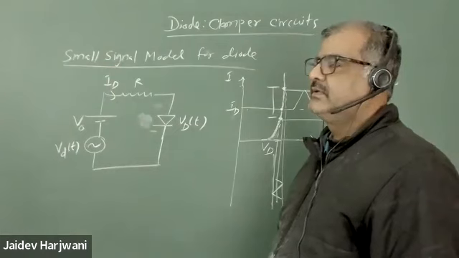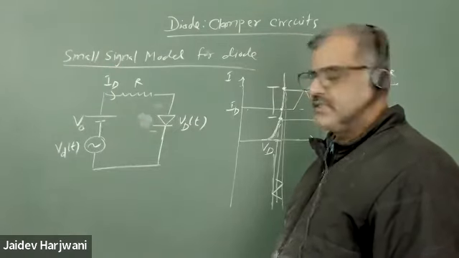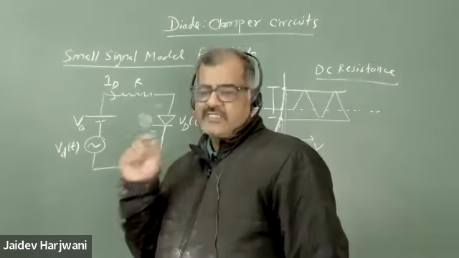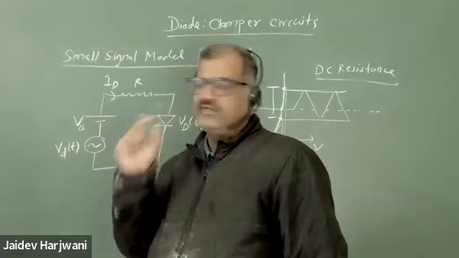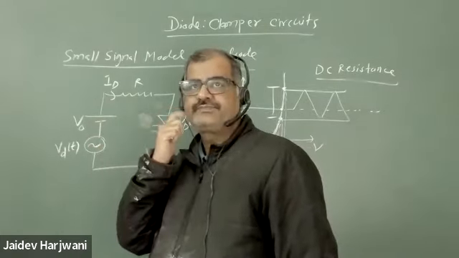Yes, the VD would decrease in the negative cycle. Yes, a little bit. Because this is a small signal. This is only 5 millivolt compared to this one. This is a very small signal. A little bit of variation will come.